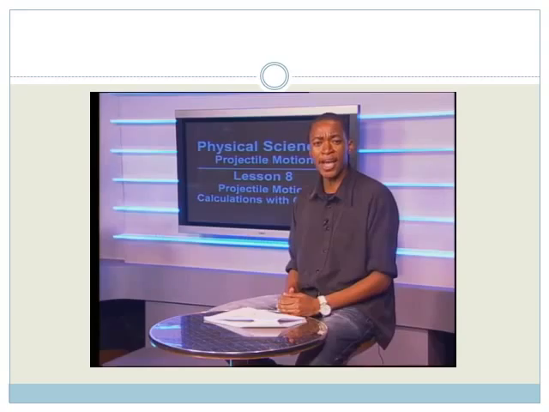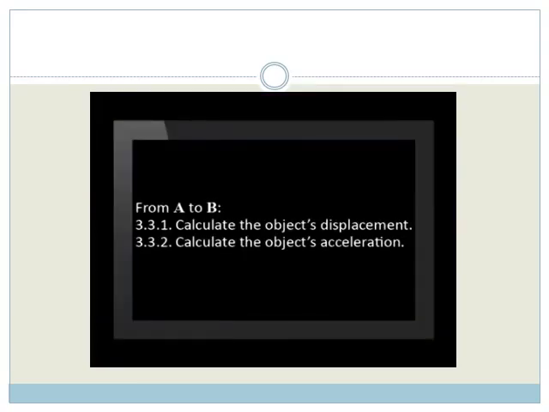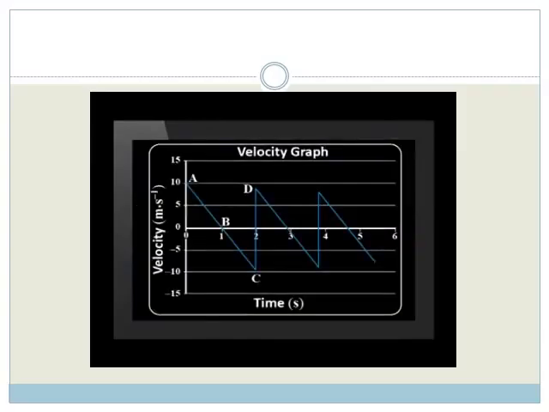Now for some calculations related to the velocity time graph. First, we are asked about interval A to B. We have to find the object's displacement and acceleration. The area under a VT graph gives the object's displacement during that time period.